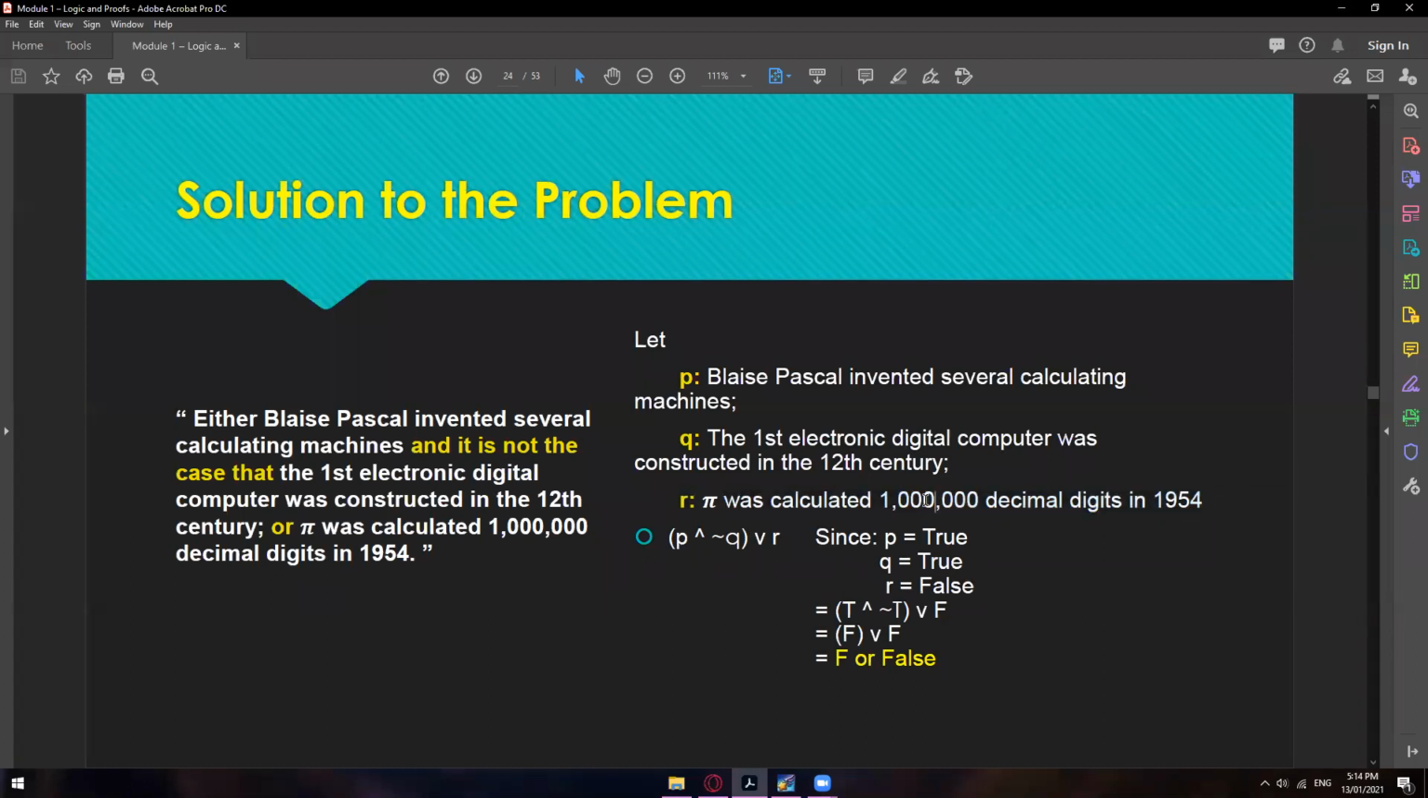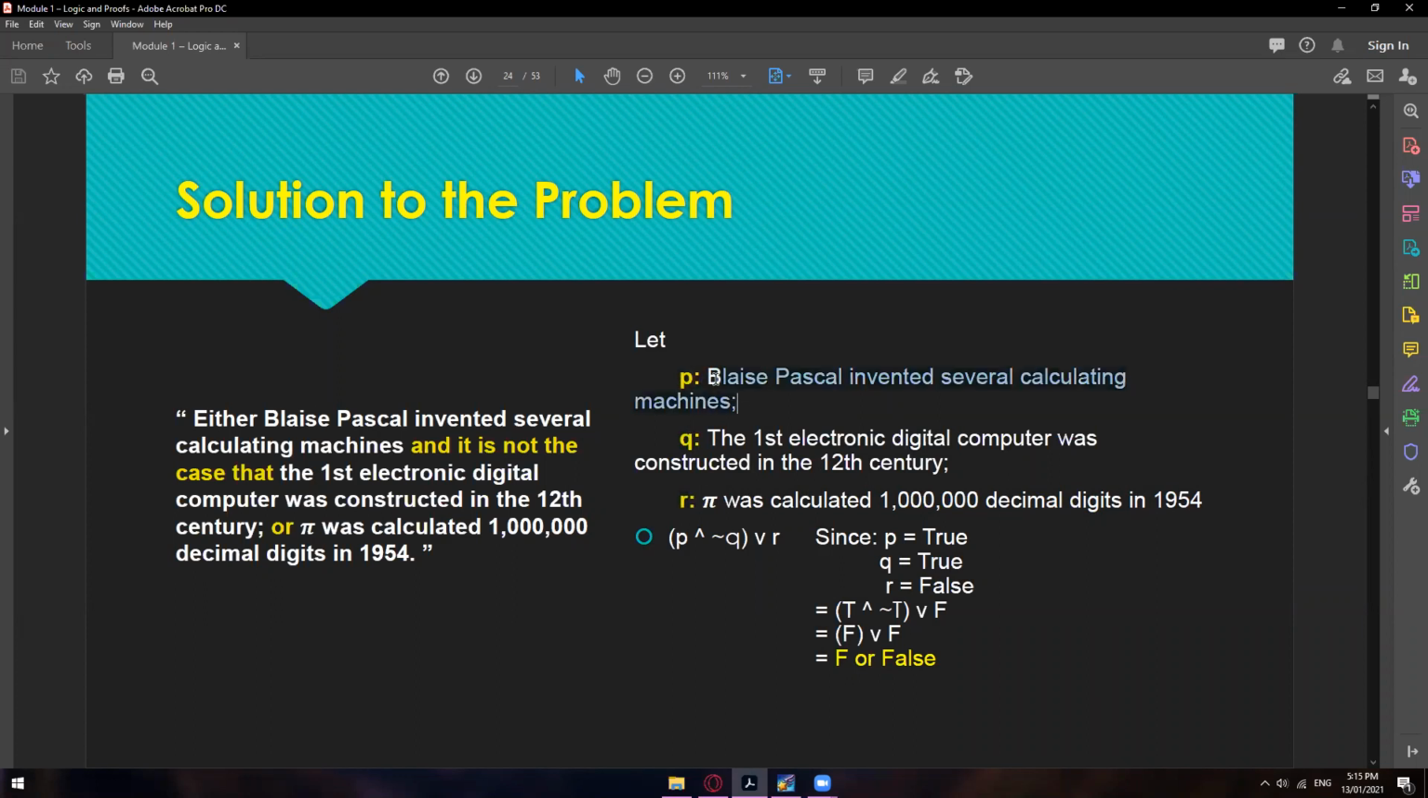Okay? So, para malaman natin yung mga truth values ng mga P, Q, R, so we have to verify them kung true ba siya or false. So, if you need to search on the internet, then so be it. So, ito, kagaya na ito, Blaise Pascal invented several calculating machines.